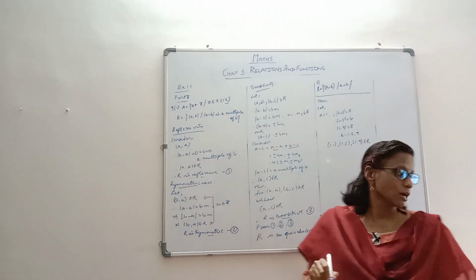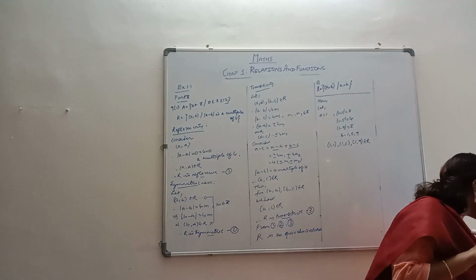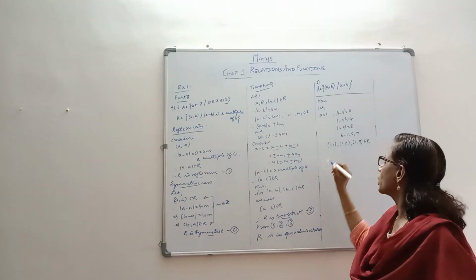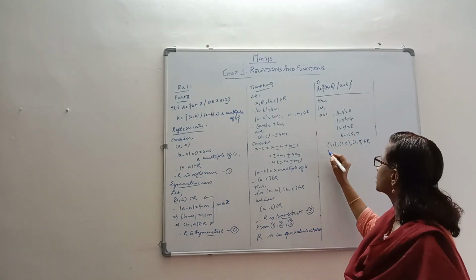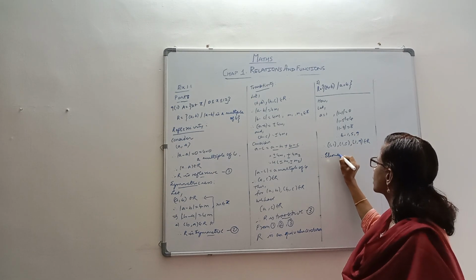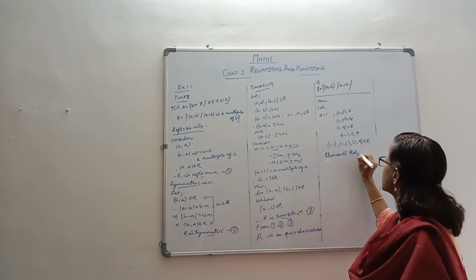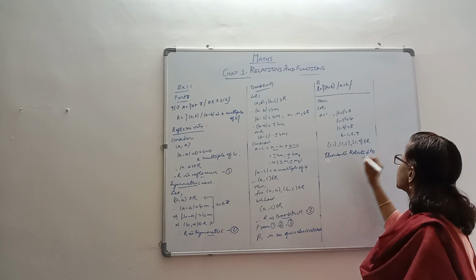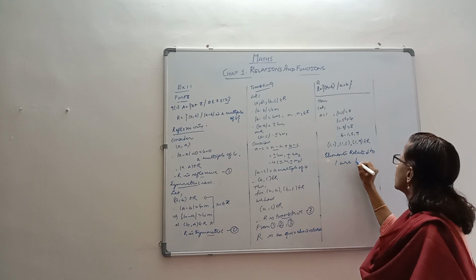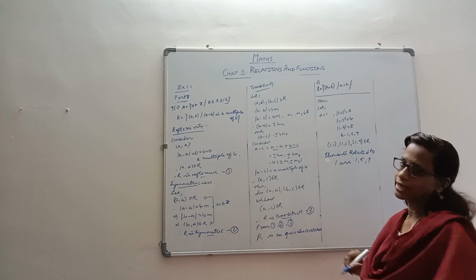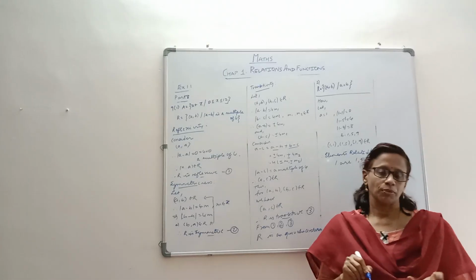That's what they have asked us. What all elements are related to 1? So elements related to 1 are 1, 5 and 9. Okay, that's the scope of that question.